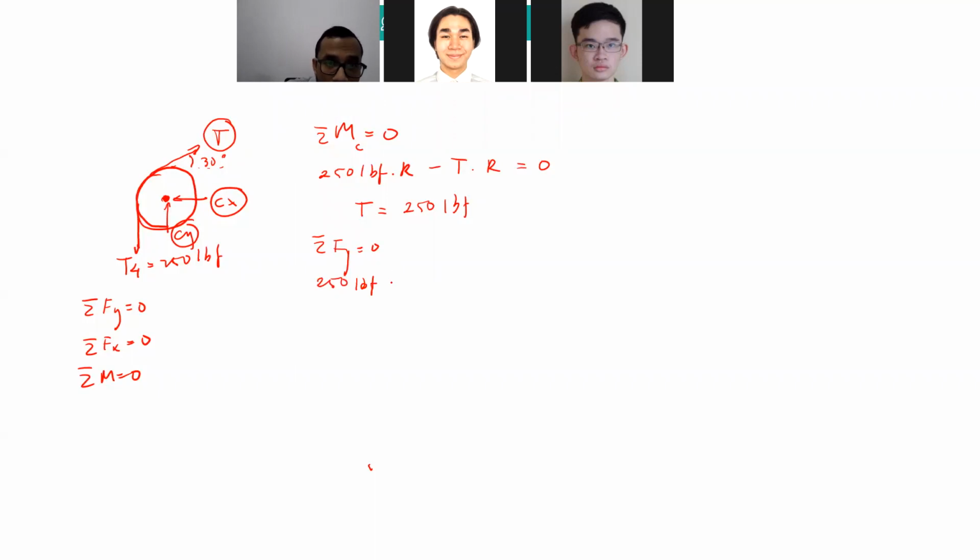Minus T sin 30. T, we have the value as well: 250 lbf sin 30 degrees. What else? Minus Cy equal to 0. From this, can you find the value of Cy, Mario? What is the value of Cy? 125. Sin 30 is half, right? Okay, correct.